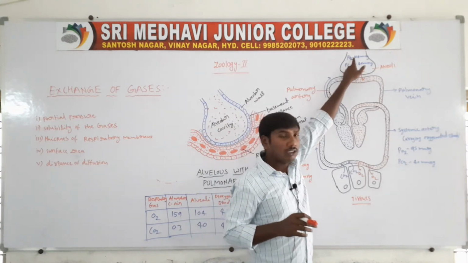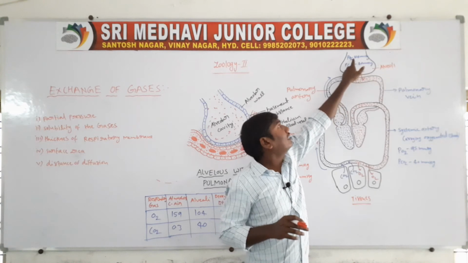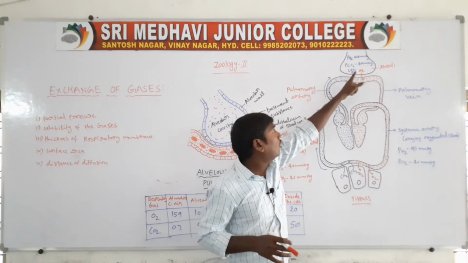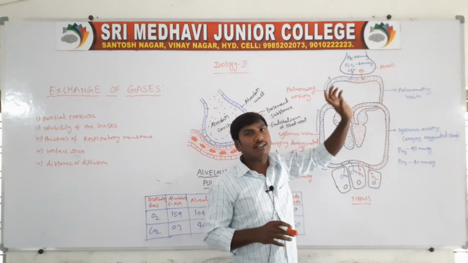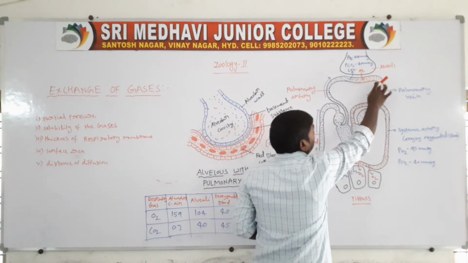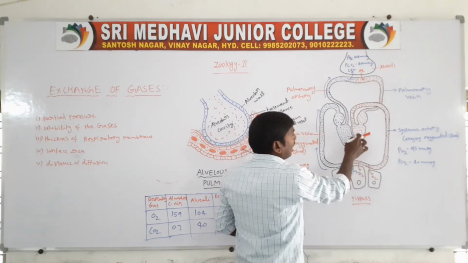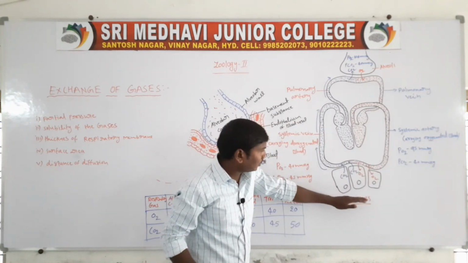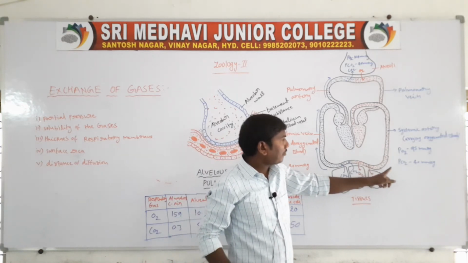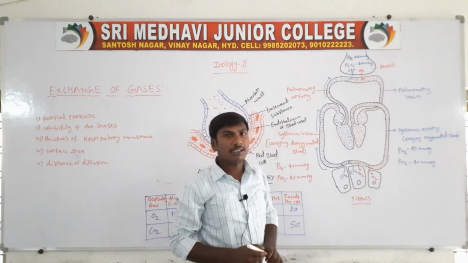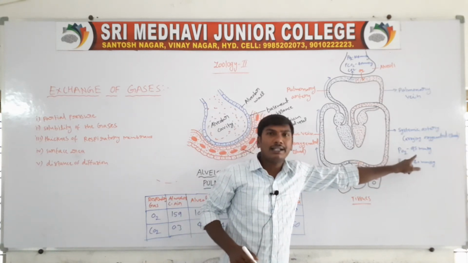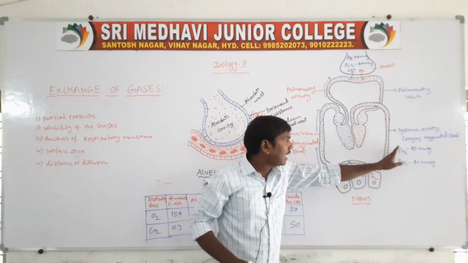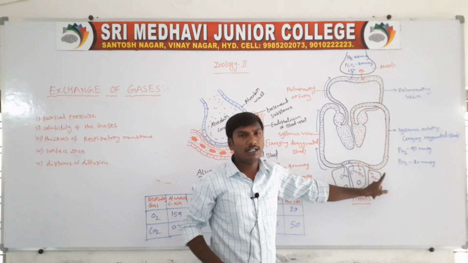Here the CO2 pressure is only 40 mmHg and the O2 pressure is 104 mmHg, so the O2 pressure is high. In this area, O2 diffuses from the alveoli into the blood vessel. Next, this oxygenated blood goes to the heart and is transported to the body parts. In the oxygenated blood, the pressure of O2 is 95 mmHg, and in the tissues the pressure of O2 is 40 mmHg. So these gases are transported from the blood to the tissues.